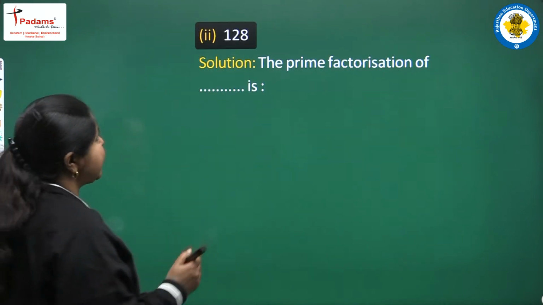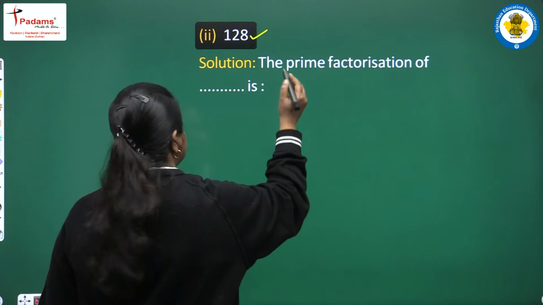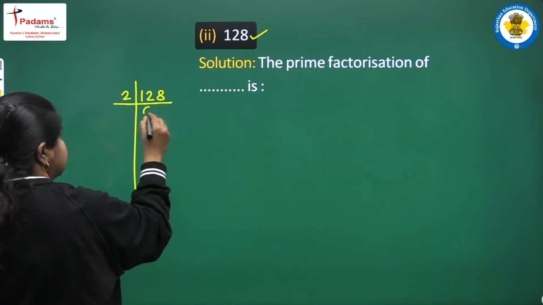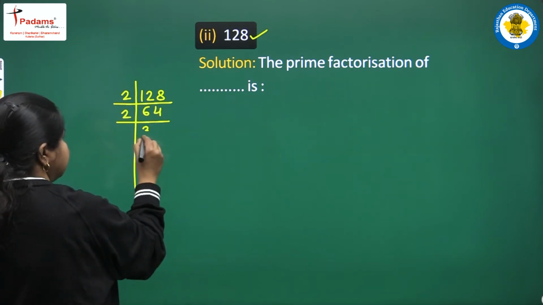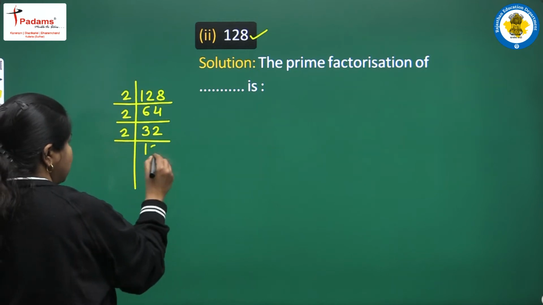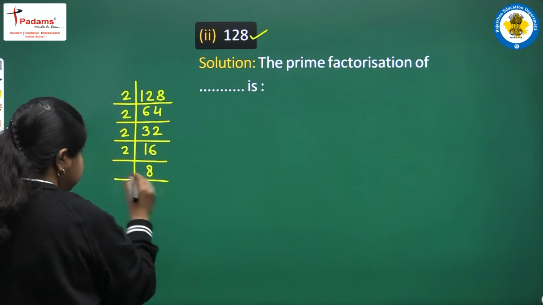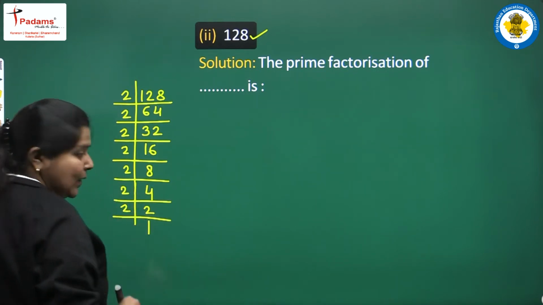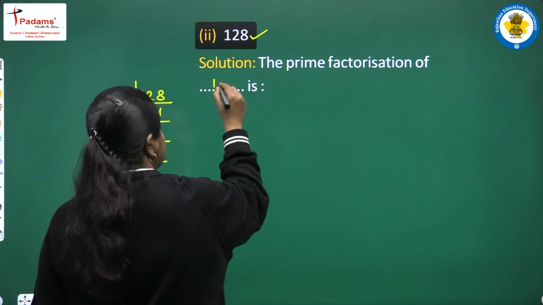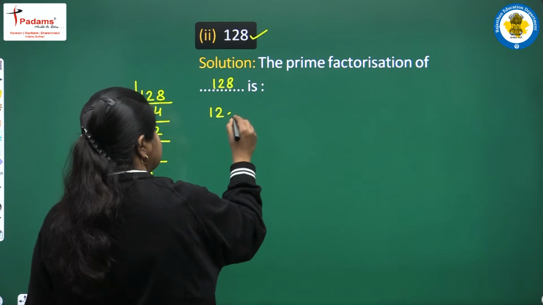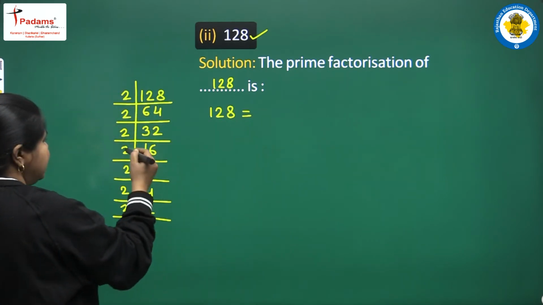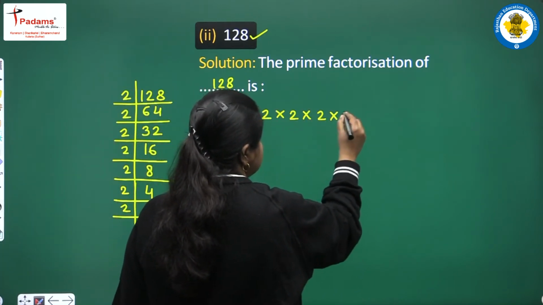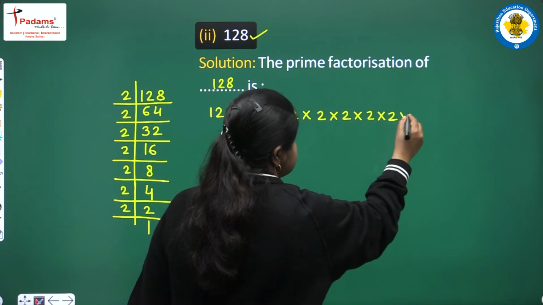Now we move towards the second number. It's 128. Again, first we find its prime factors. Start the division by 2. 64. Again by 2, it will go 32 times. Again by 2, it will go 16 times. Then 8 times, 4 times, then 2 2s are 4 and in the end 2 1s are 2. So the prime factorization of 128 is, how many 2s are there? 1 2 3 4 5 6 7. Let us write them here. 1 2 3 4 5 6 and 7.